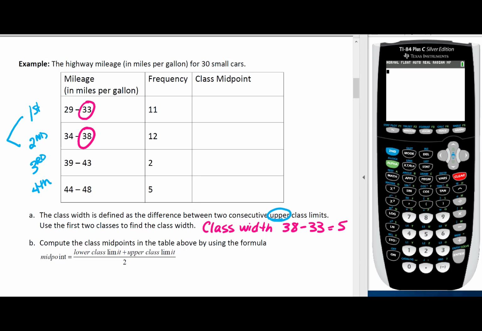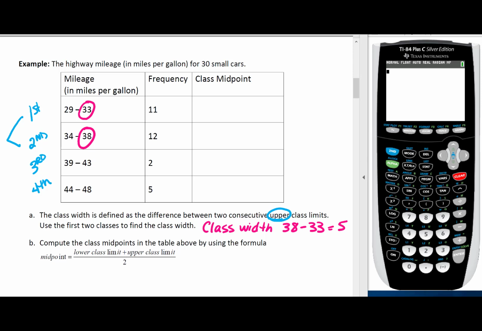Next, it asks us to compute the class midpoints in the table above by using the formula. The midpoint is the lower class limit plus the upper class limit, all divided by 2. We're taking basically the average of the 2 class limits. So first of all, we're going to figure out our first one, the class midpoint between 29 and 33.